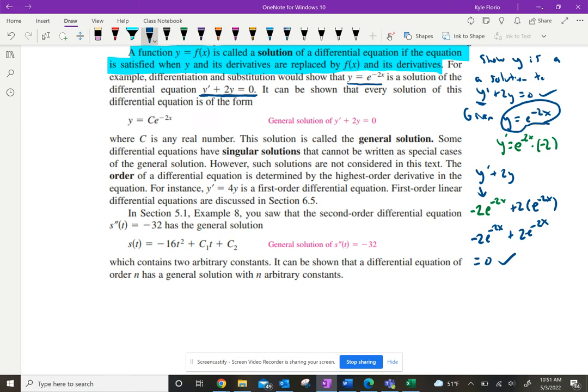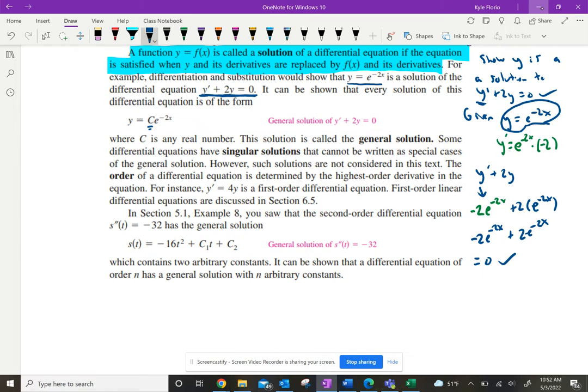In general, I could have had any constant in front of that e to the negative 2x, and it still would have worked out. So that's what we call a general solution, where c can be any real number. So that's what it says down here: y equals c times e to the negative 2x, where c is any real number. This solution is called the general solution.